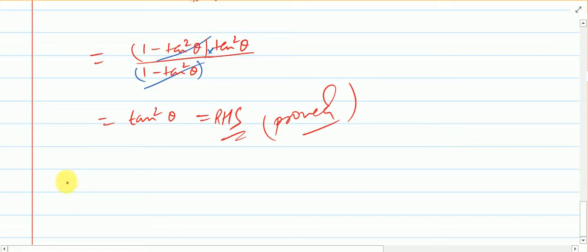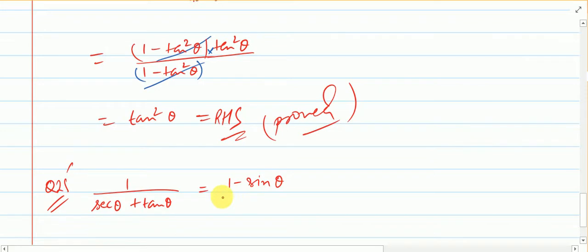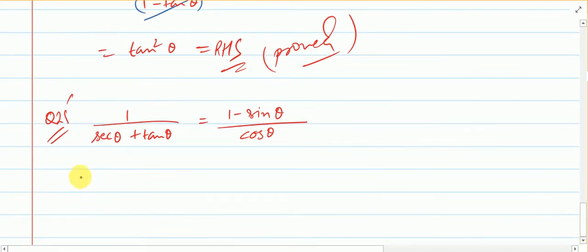Next is question 25. So here we have 1 upon sec theta plus tan theta equal to 1 minus sin theta upon cos theta. Okay, so left hand side is equal to 1 upon sec theta plus tan theta.